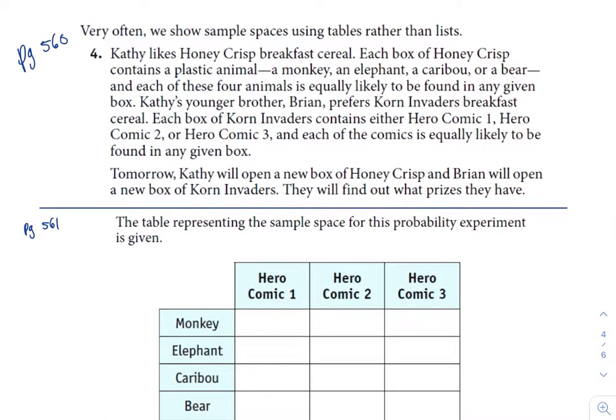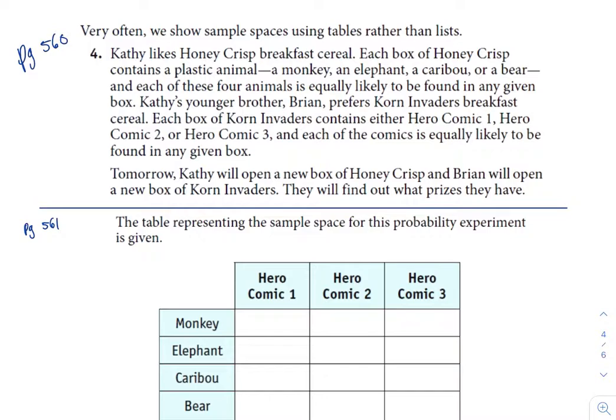Problem 4, Kathy likes Honeycrisp breakfast cereal. Each box of Honeycrisp contains a plastic animal, a monkey, an elephant, a caribou, or a bear. And each of these four animals is equally likely to be found in any given box. Kathy's younger brother, Brian, prefers Corn Invaders breakfast cereal. Each box of Corn Invaders contains either Hero Comic 1, Hero Comic 2, or Hero Comic 3, and each of the comics is equally likely to be found in any given box. Tomorrow, Kathy will open a new box of Honeycrisp and Brian will open a new box of Corn Invaders. They will find out what prizes they have.